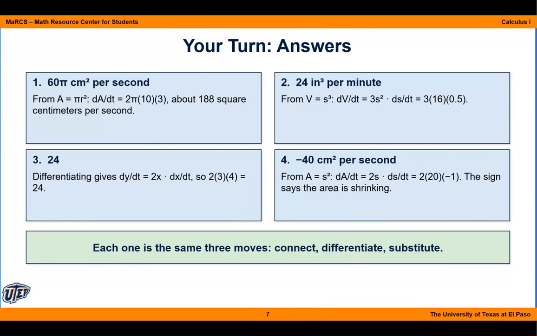At x equals 3 and dx/dt equals 4, the result is 24. For problem 4, ds/dt equals negative 1 because the side is shrinking. The area rate is negative 40 square centimeters per second.